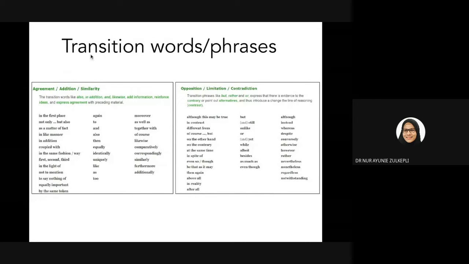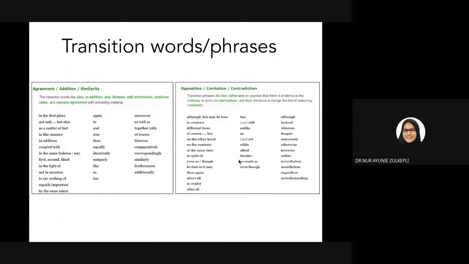You can check and try to put it into your writing, like in the first place, not to mention, in the same way, first, blah, blah, blah, second, third, or identically, equally, comparatively, if you want to do a comparison. And then for opposition, limitation, and contradiction, you can use this type of phrase, like of course, but on the other hand, on the contrary, this author suggests that blah, blah, blah, something like that.